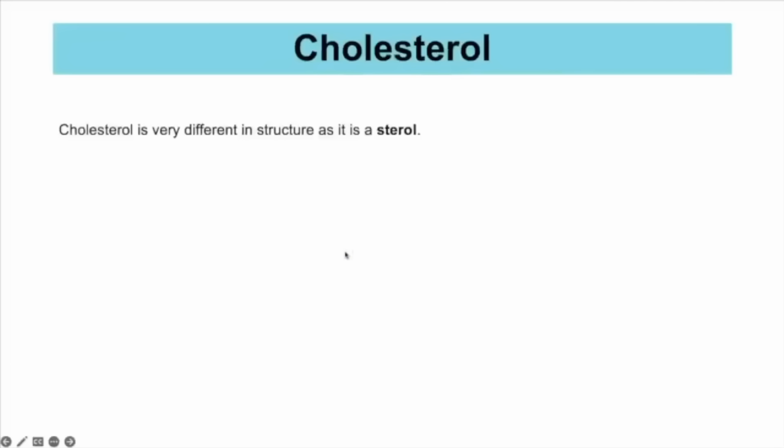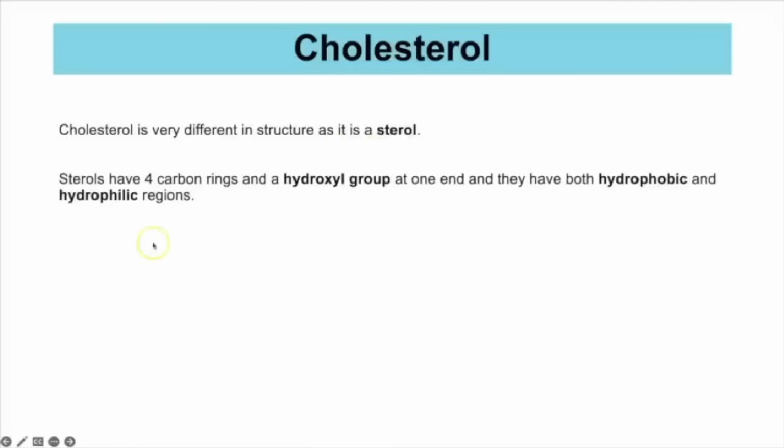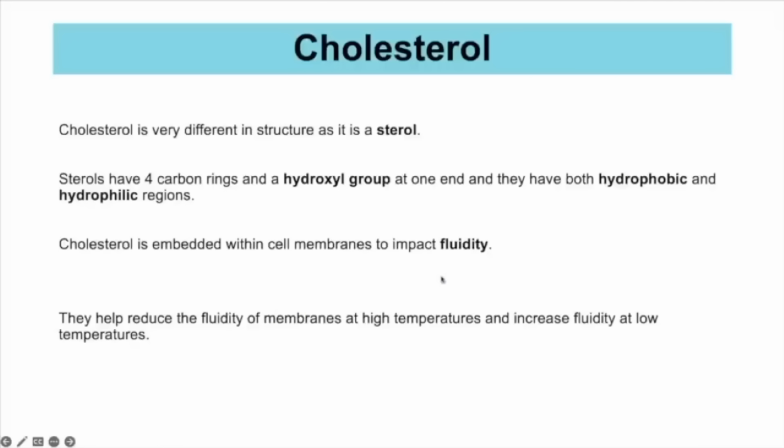Cholesterol is our next biological molecule, and it's very different in structure because it's a sterol. Sterols have 4 carbon rings and a hydroxyl group at one end, and they have both hydrophobic and hydrophilic regions. Now, these are embedded in the cell membranes to impact the fluidity. They help reduce the fluidity of membranes at high temperatures, and they increase fluidity at low temperatures. And in that way, they help to control the movement across a cell membrane.